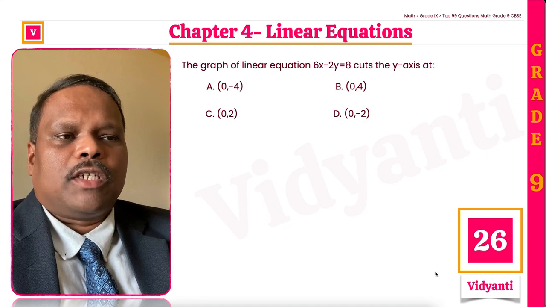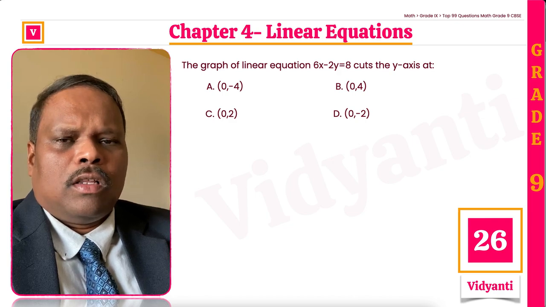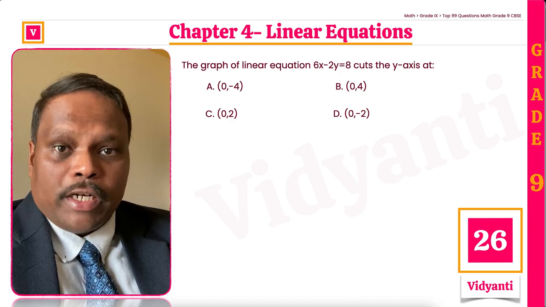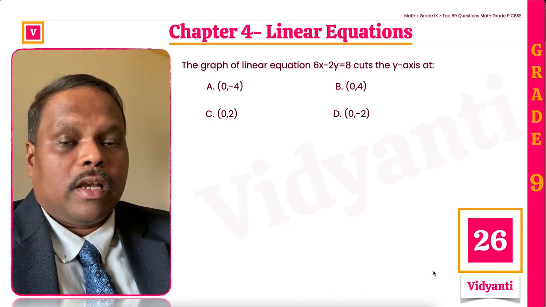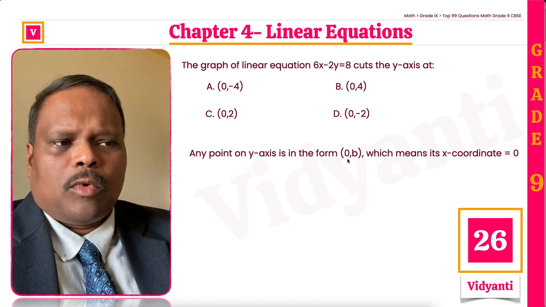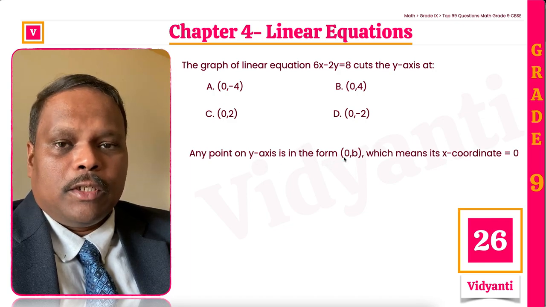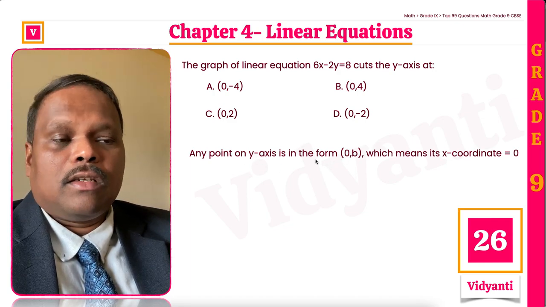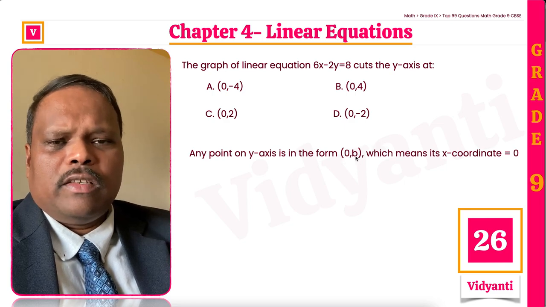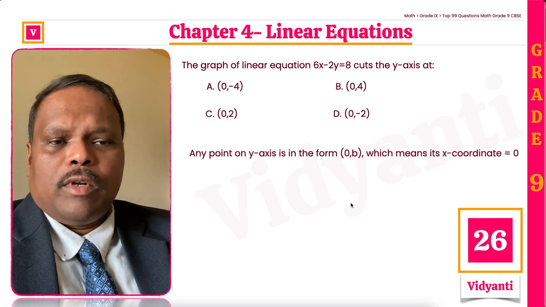Let's go to the next question, 26. The graph of the linear equation 6x minus 2y cuts the y-axis. Now, cuts the y-axis means this point is on the y-axis. That means the x coordinate will be 0. Any point on the y-axis is in the form of (0, p). If the point is on the y-axis, the x coordinate will be 0. If the point is on the x-axis, the y coordinate will be 0. B is some number which we don't know and we are supposed to find it out, which means the x coordinate will be equal to 0.